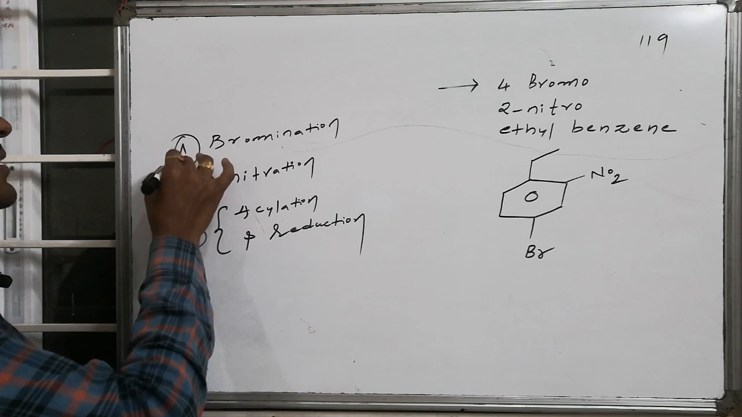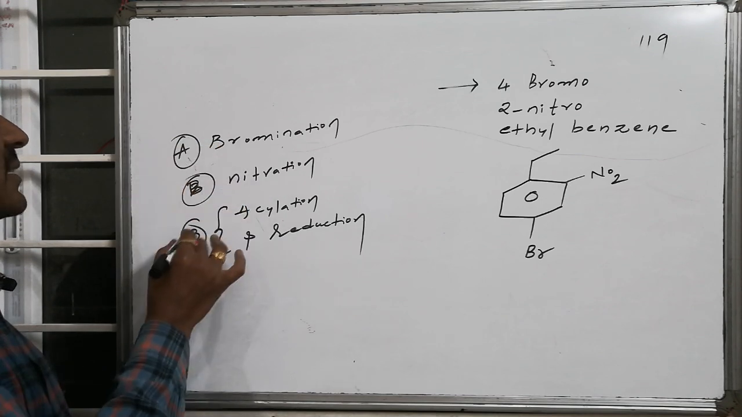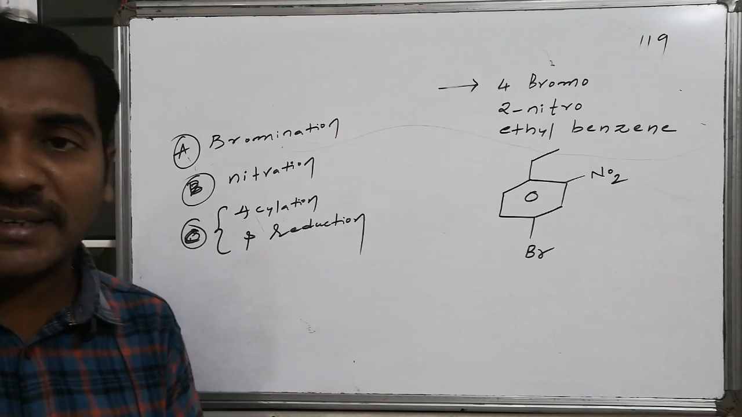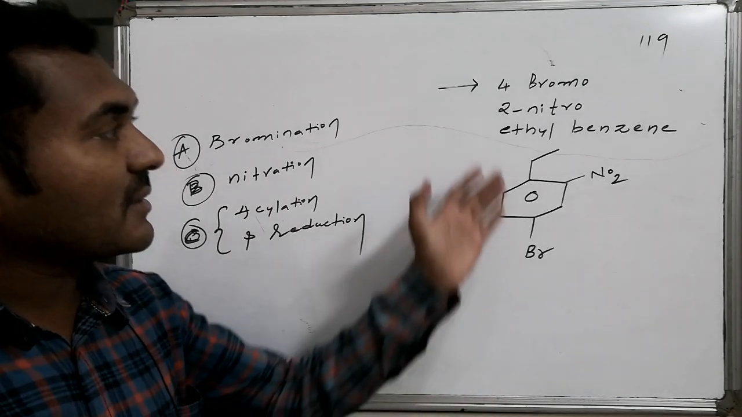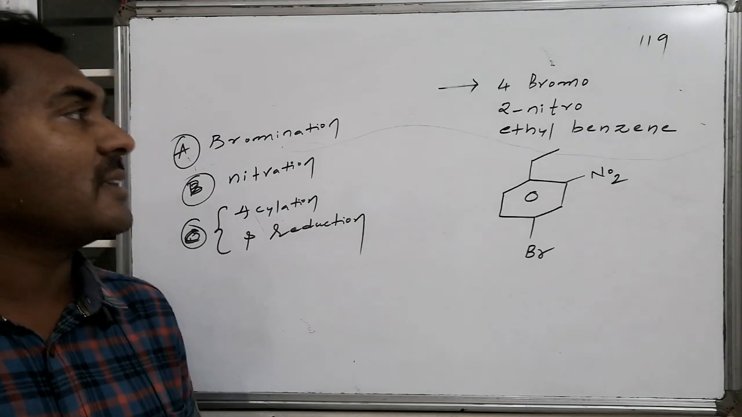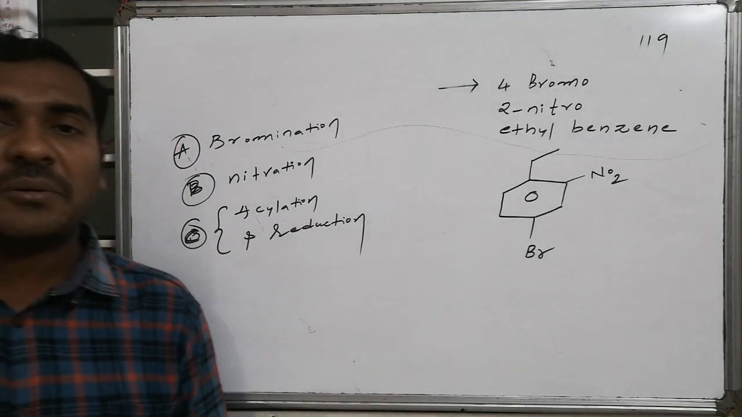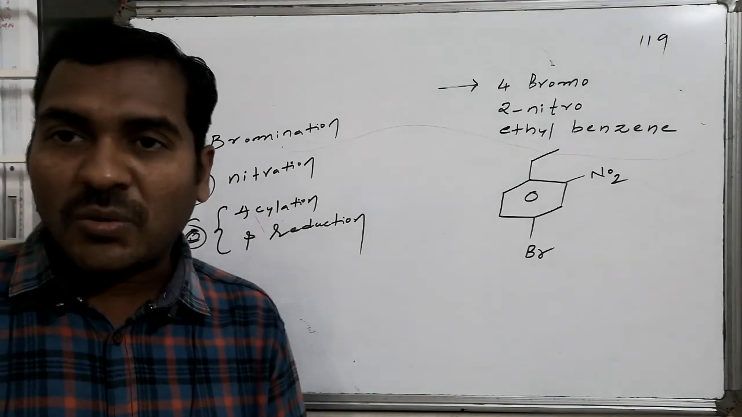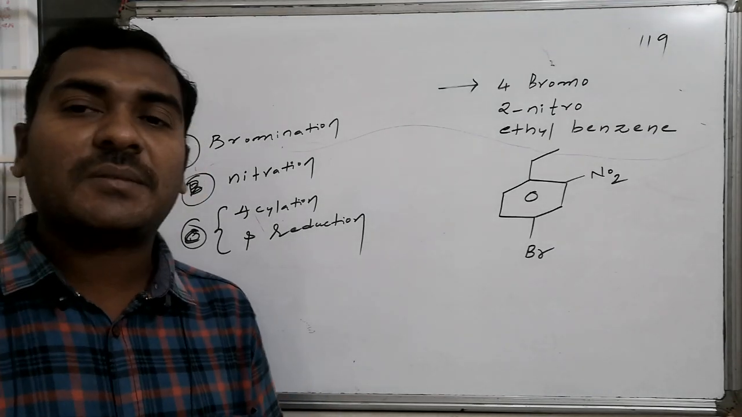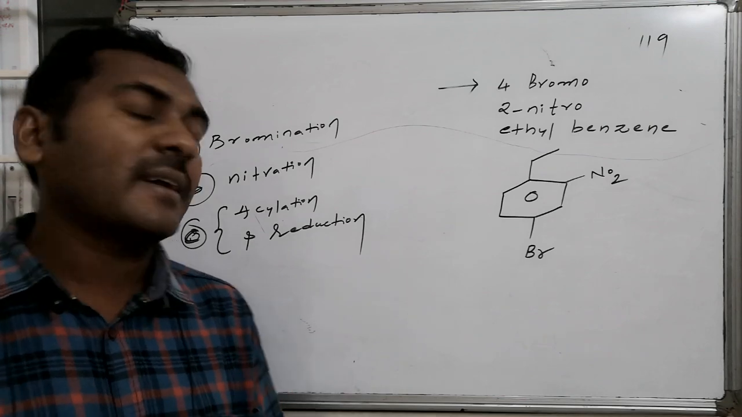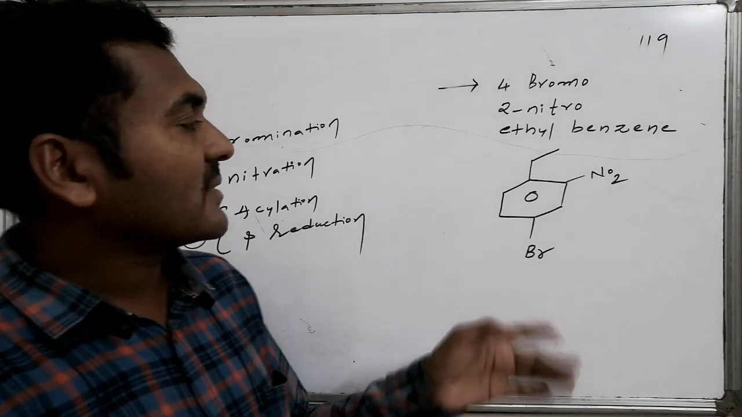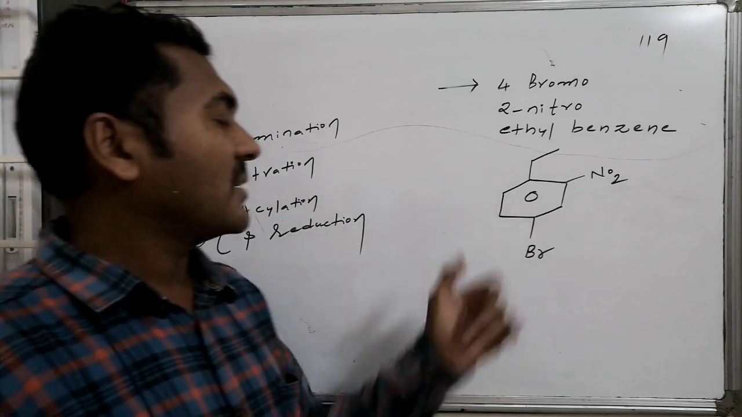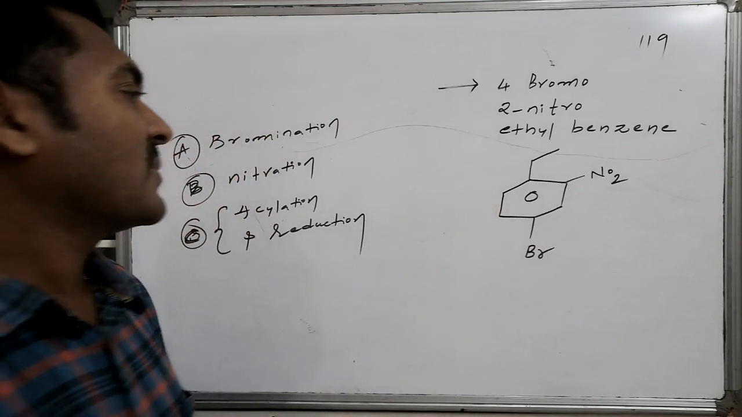This is not 1, this is A, this is B, and this is C. Then what is to be done in the beginning, what is to be done next and last, to get the required product, that is 4-bromo 2-nitro-ethyl benzene. After a thorough observation of the product, the structural analysis reveals it has groups like ethyl, nitro, followed by bromine on benzene.